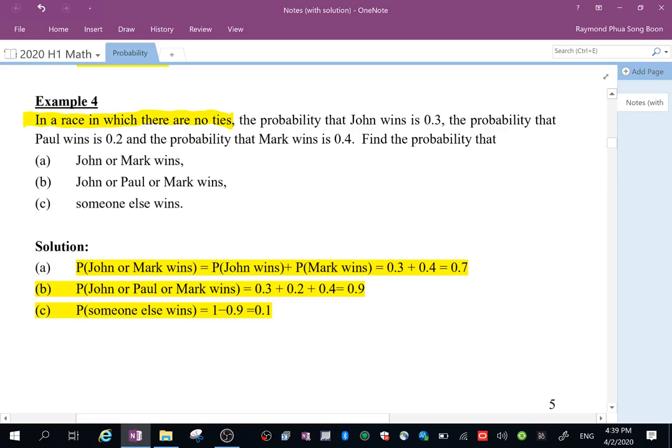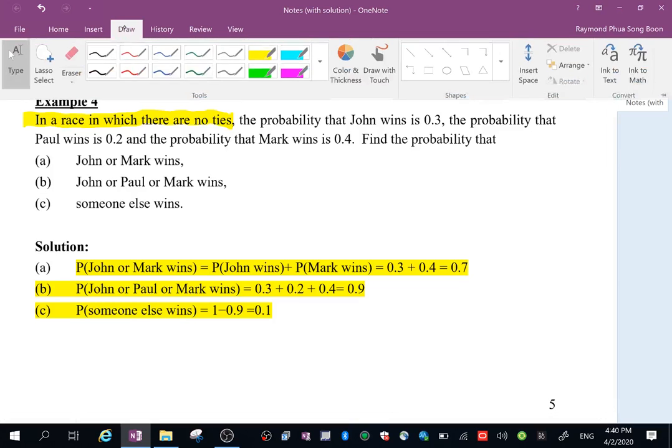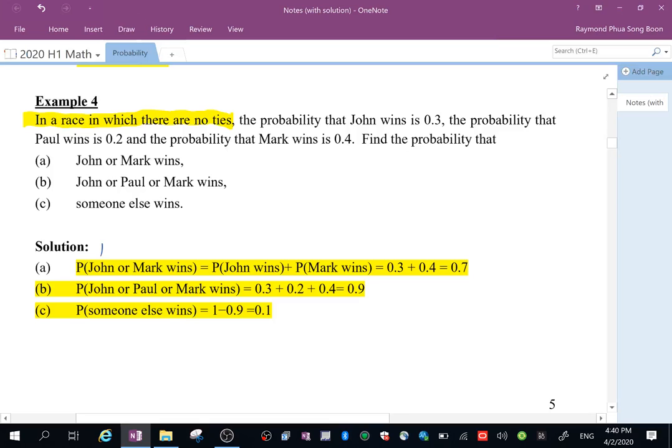So the probability that John or Mark wins, that would be equivalent to a union. Let's say we define John wins as J, Mark wins as M, and Paul wins as P. Then we recall the probability of J union M is the probability of J plus the probability of M minus the probability of J intersect M.